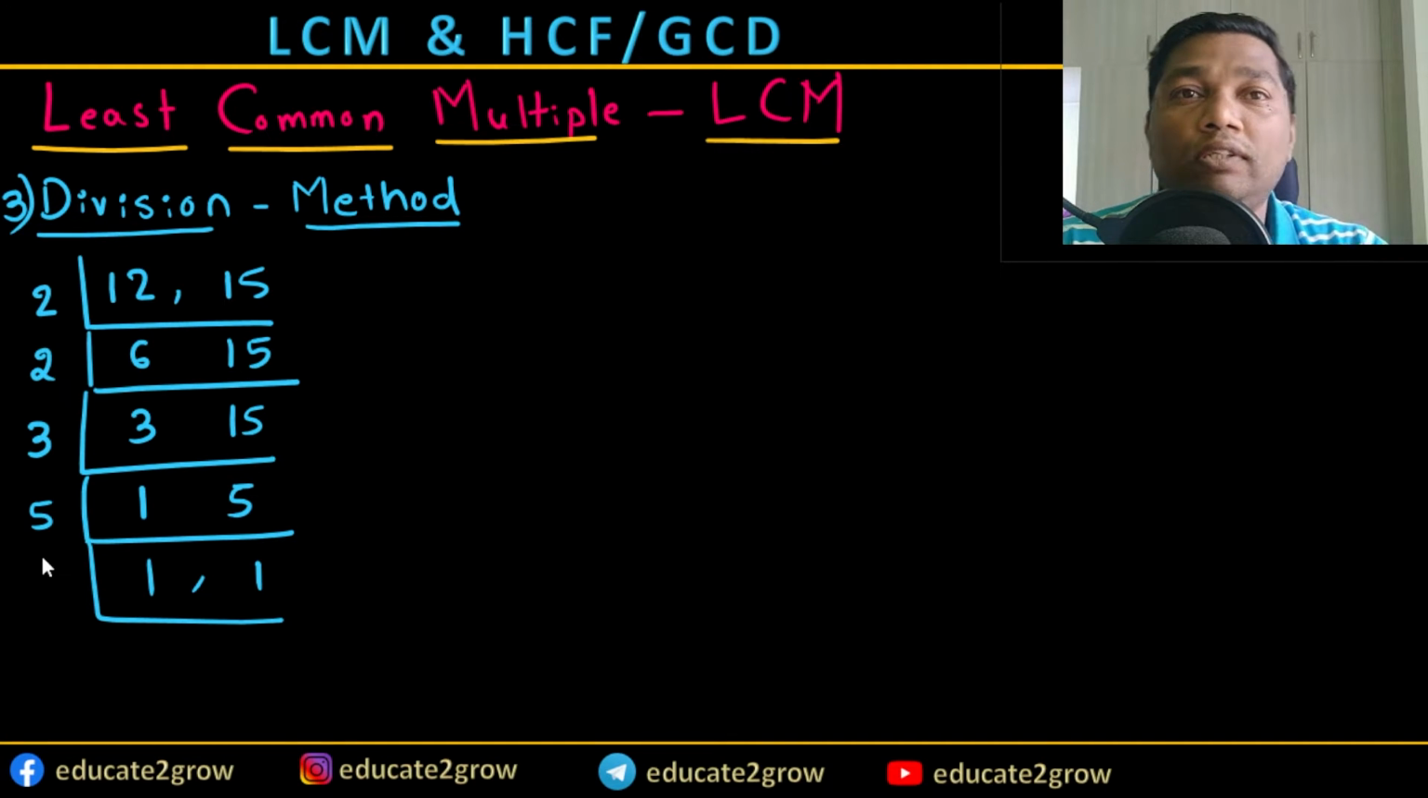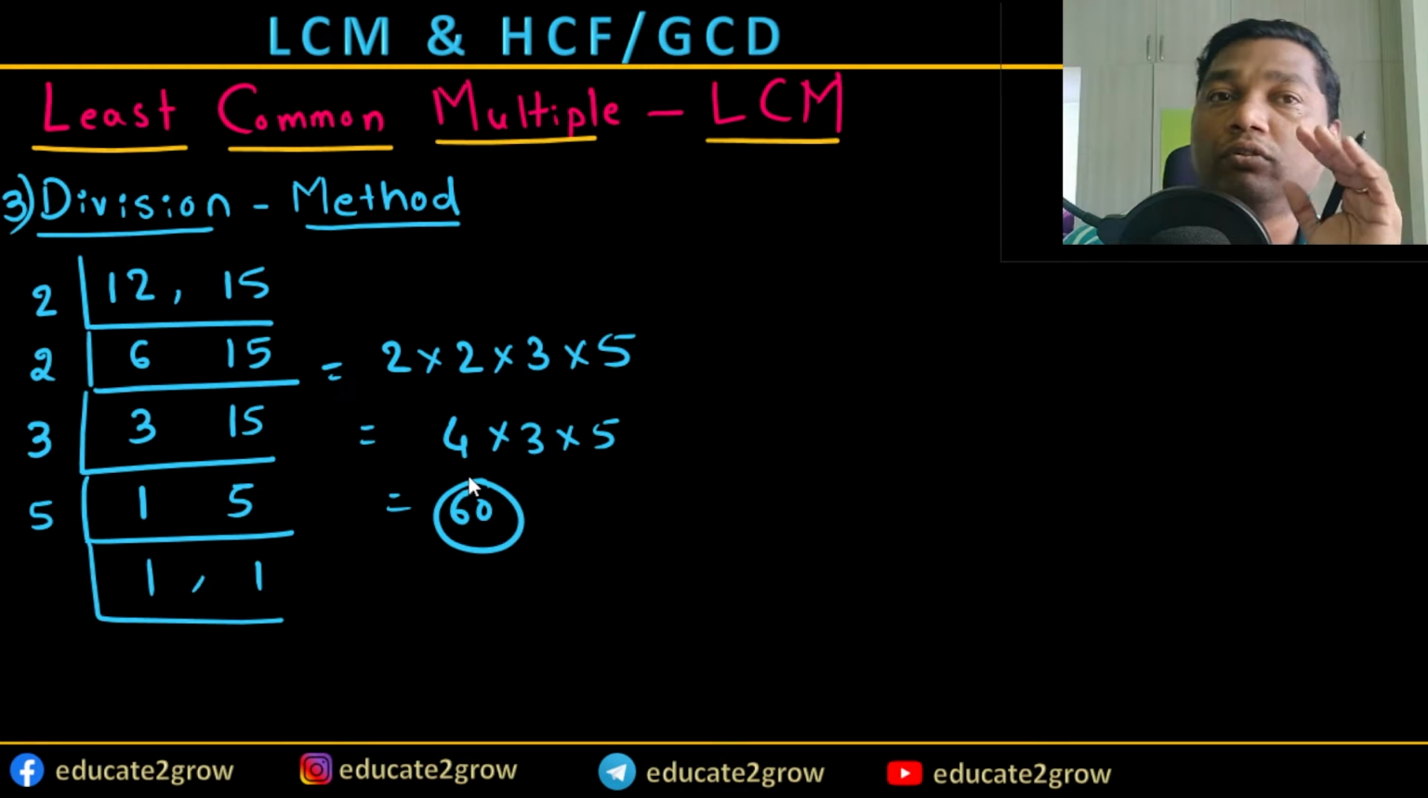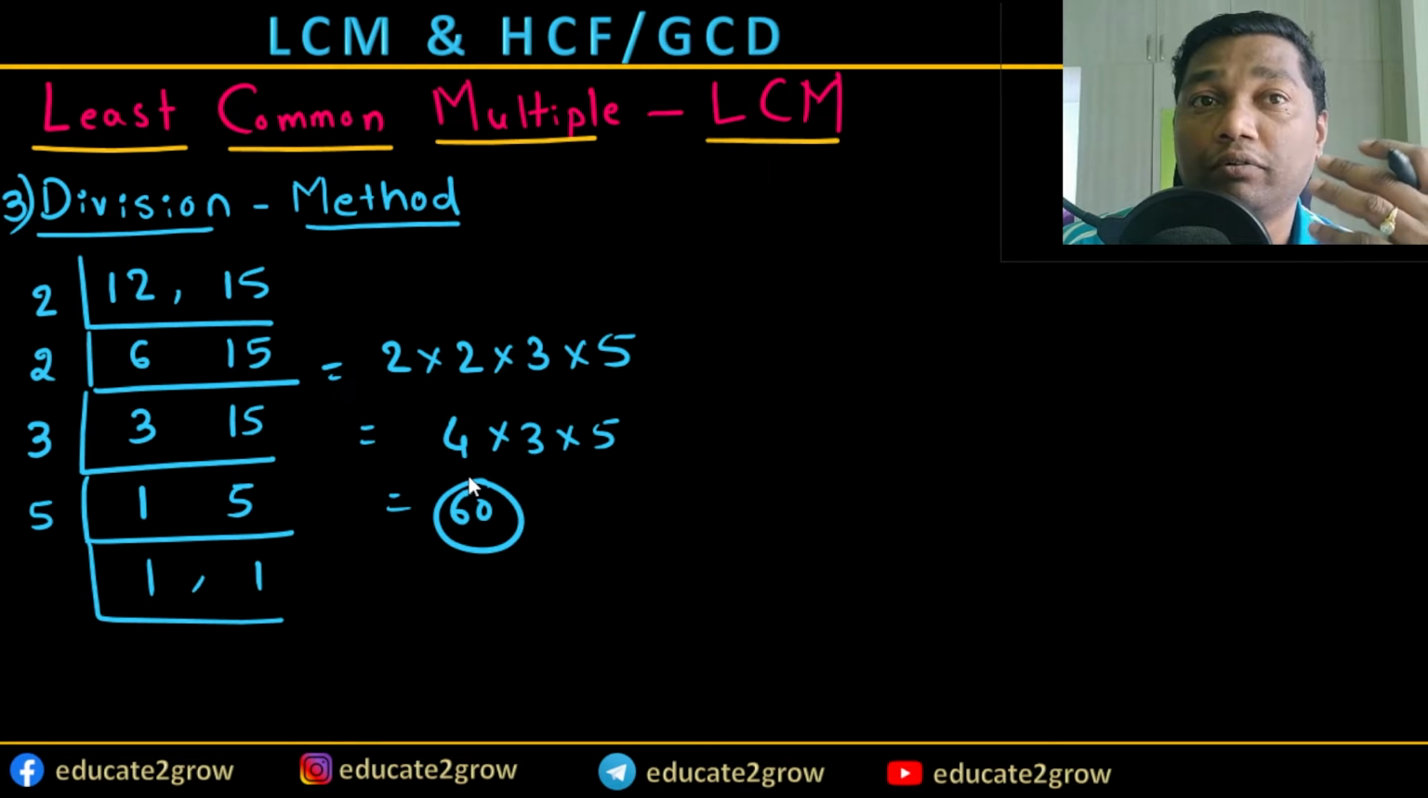So this is how it is. Now we multiply these: 2 times 2 times 3 times 5. So 4 times 3 times 5, so 12 times 5 is 60. So this is the answer. Let us check the other example.